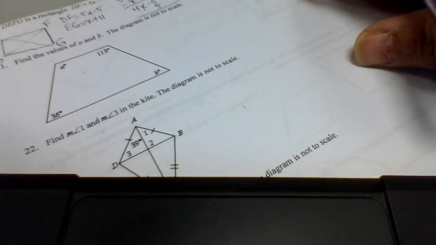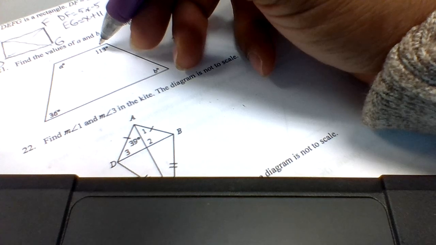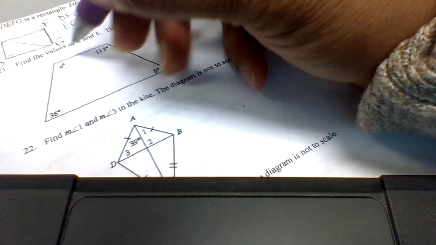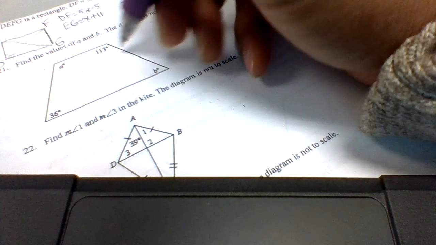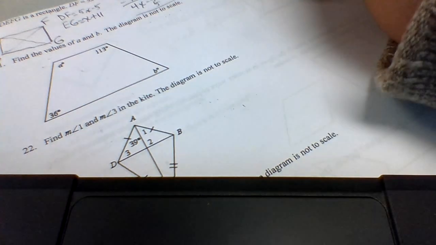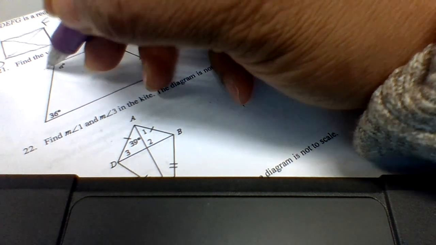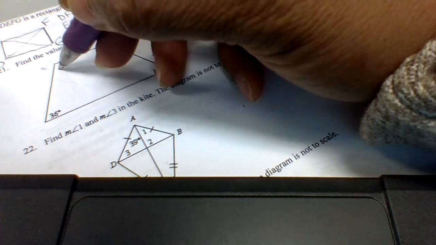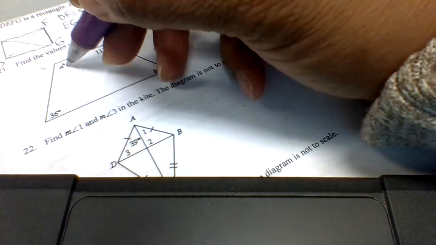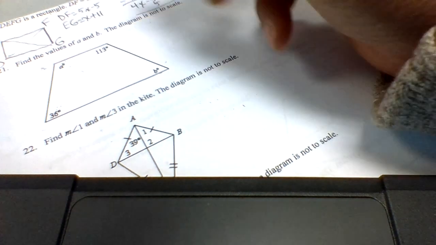Find the value of A and B. All right, so this shape looks like it is a trapezoid. It looks like an isosceles trapezoid, but we didn't indicate that it was, so just a trapezoid, which means then I have parallel lines. These two are parallel lines, and then these two are same side interior. So that means when you add these two together, they equal 180.